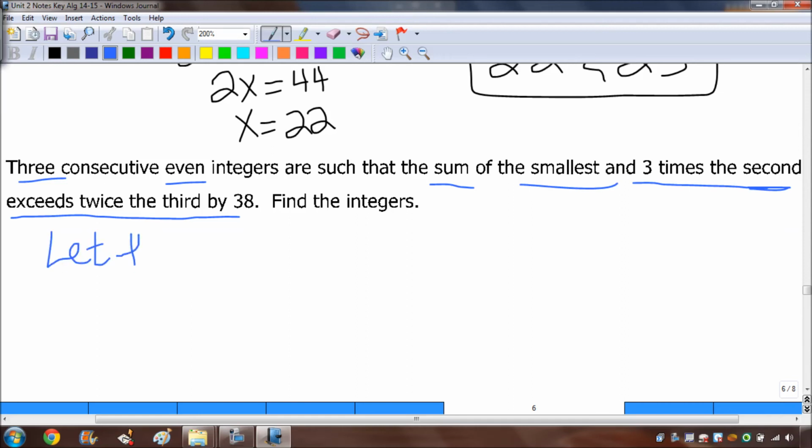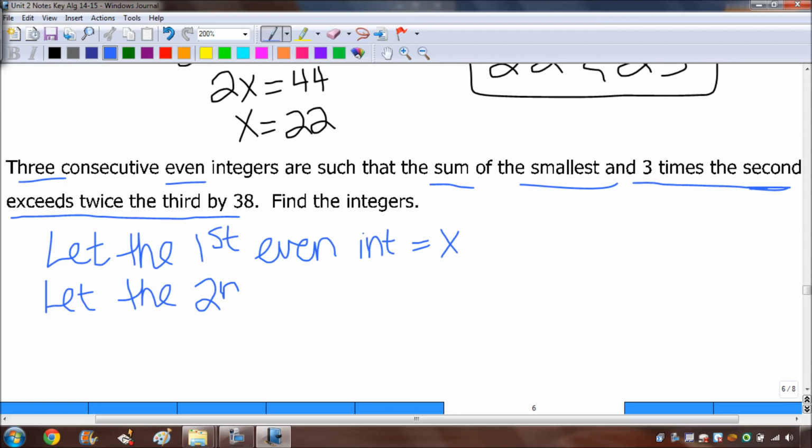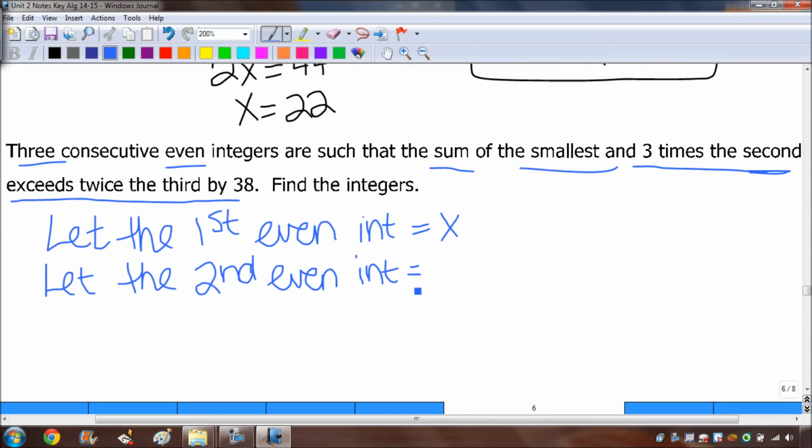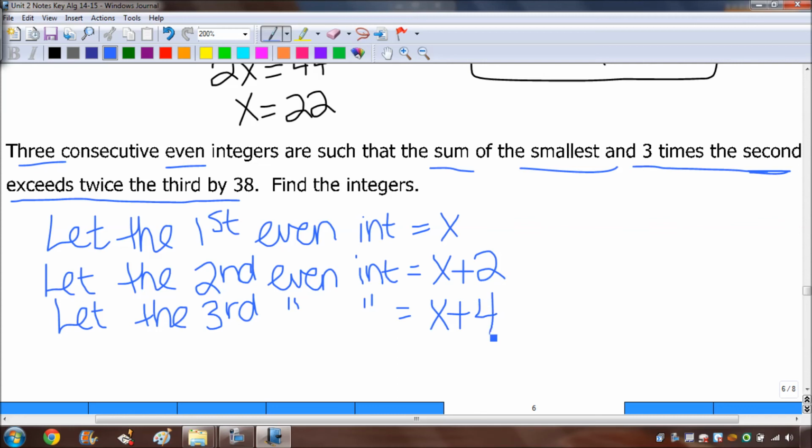Let the first even integer equal x. Okay, now I have to write one for the second one. Well, the second one is 2 larger than the original one because they are even integers. So I'm going to call this x plus 2. Okay, and then let the third even integer, I'm just putting hashtags just so I don't have to write it over again. That's totally fine if you do that as well, equal x plus 4.